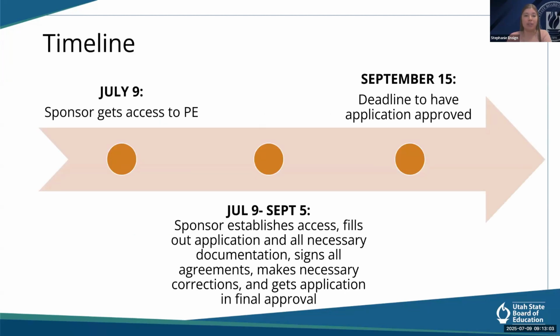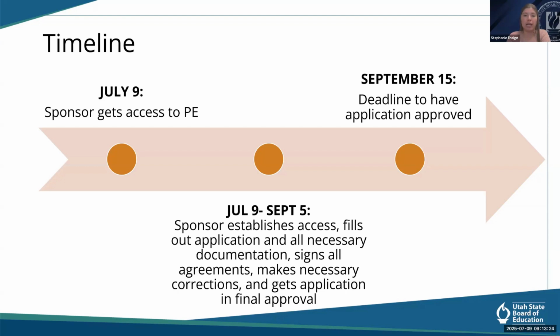Okay, I want to go through the timeline for PrimeroEdge and the school nutrition program application. So today is July 9th. This is when you get access to PrimeroEdge. You would have already had access earlier, but this is when you'll start working on your application and your annual contract renewal for this upcoming school year.